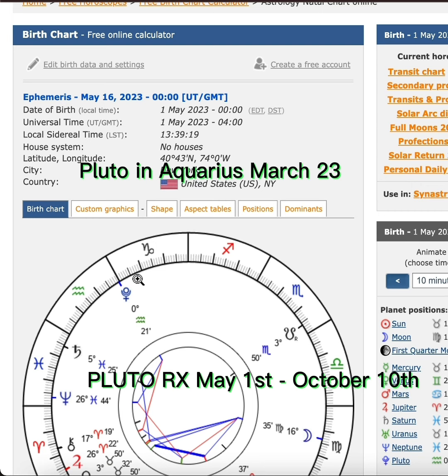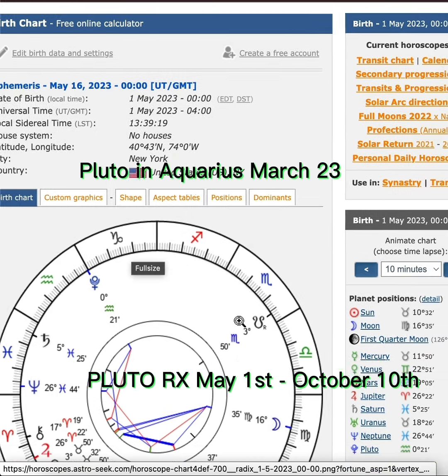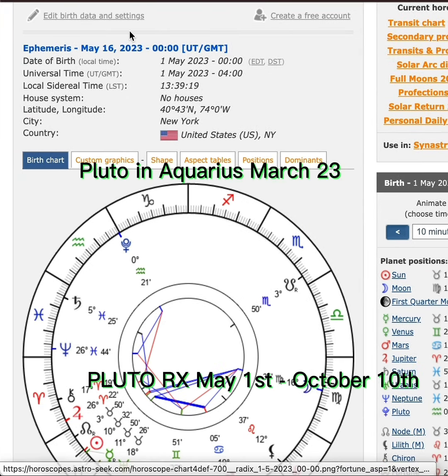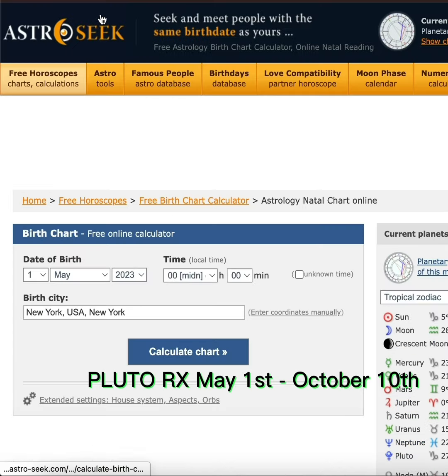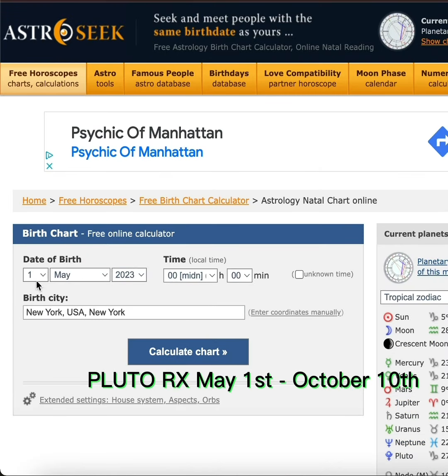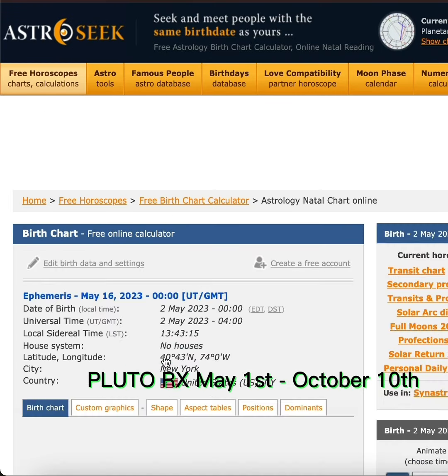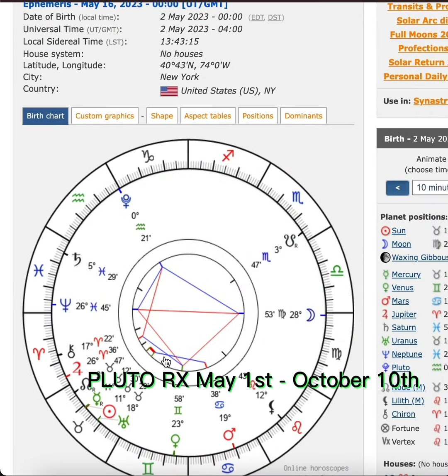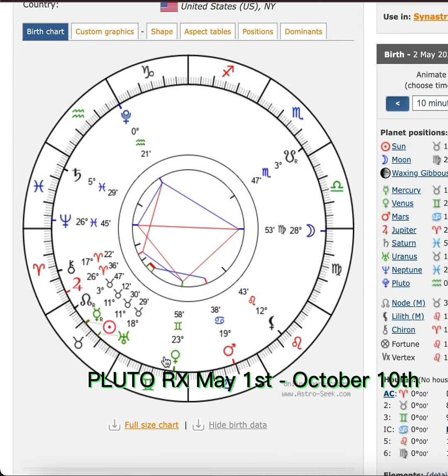So yeah, May 1st, if I'm not mistaken, let's just put May 2nd. Pluto will be retrograding back into Capricorn, and it will be there actually June 11th, okay?